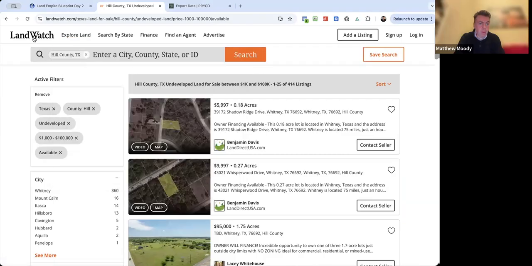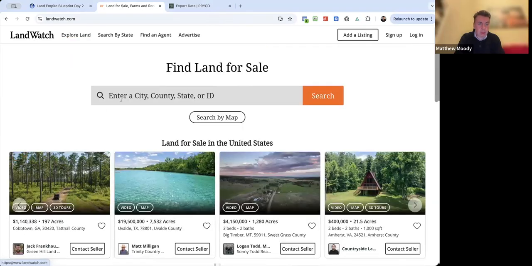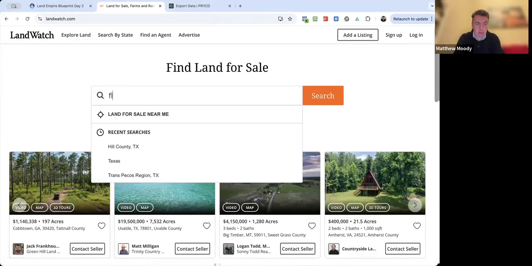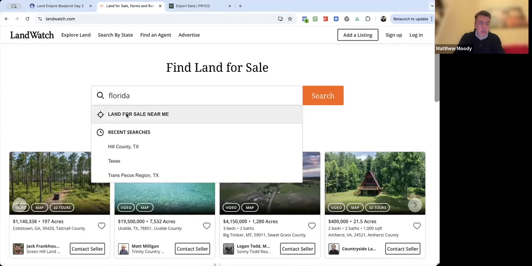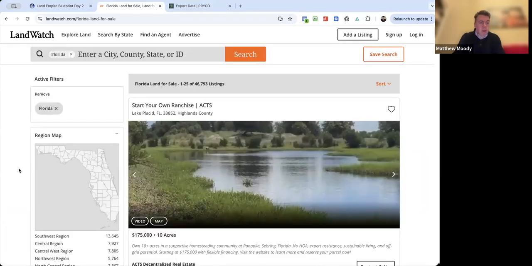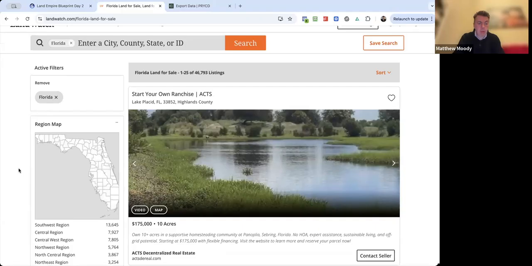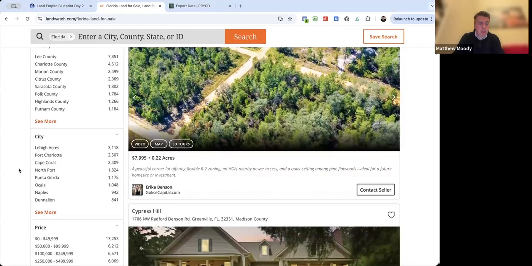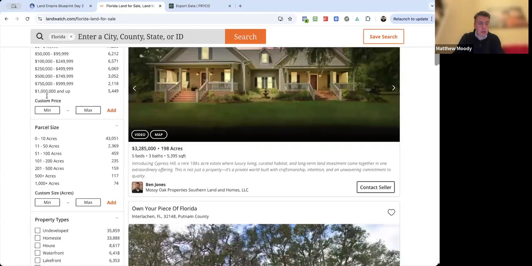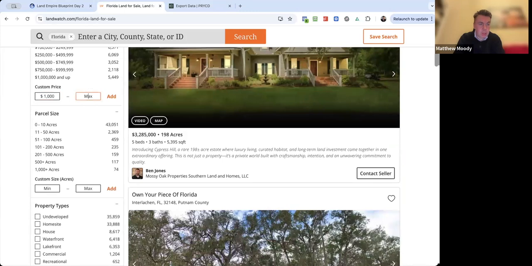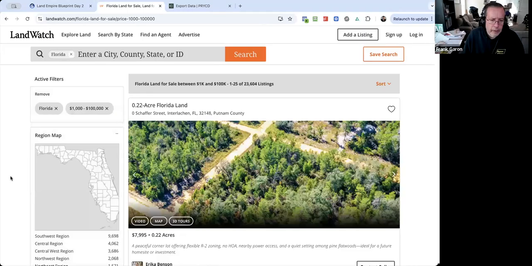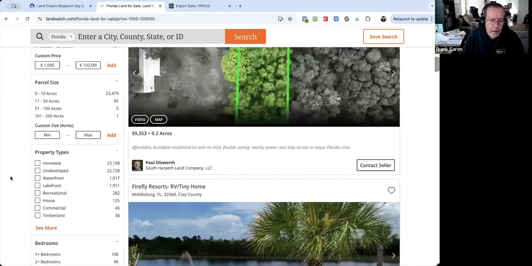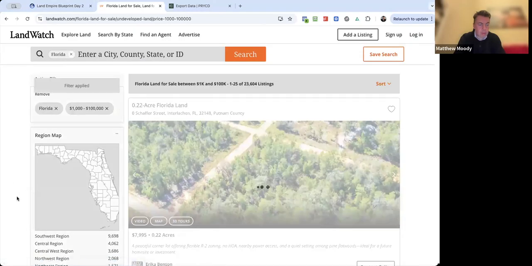Now, if we just go back to the main page and then put in Florida, for example. There's a couple of people interested in Florida. So there we go. We've got the region map coming up. We'll come down, put 1,000 to 100,000, add that in, and let's see what we get. Then we'll go down and click on undeveloped.